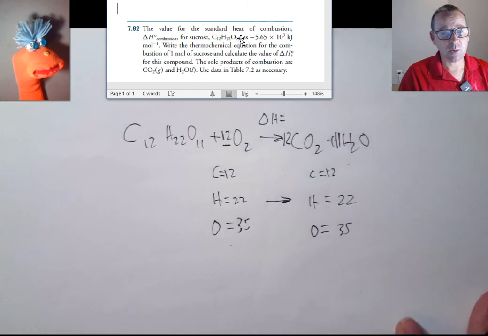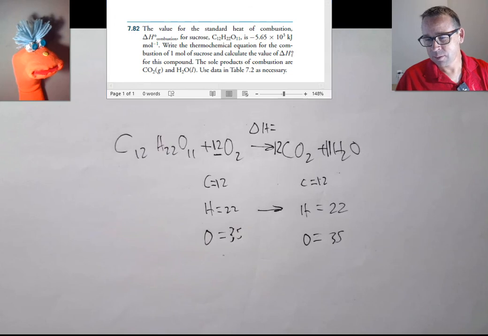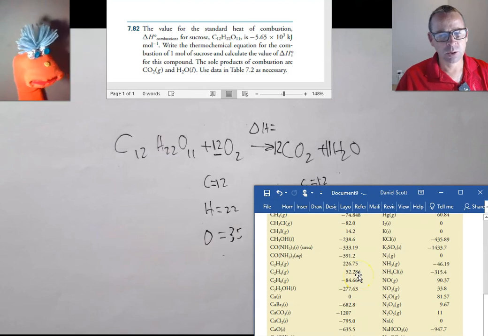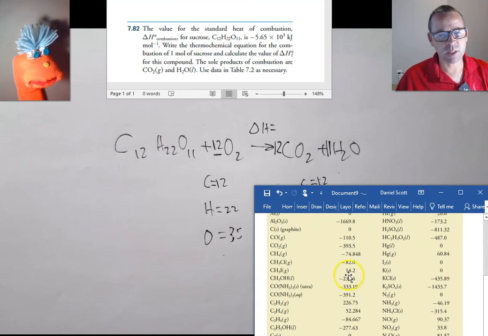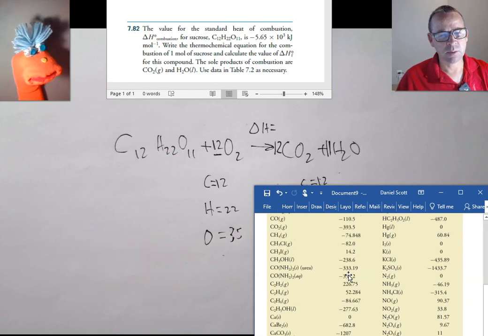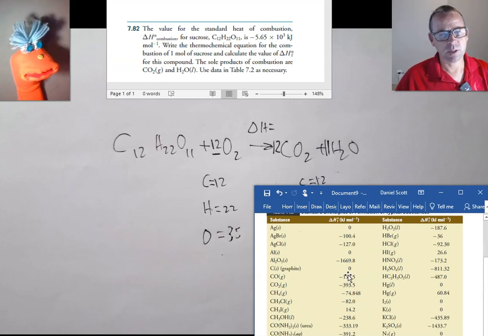Now to use the table to find out what the delta H of this reaction is. We need to find sucrose in here. C12H22O11. Let's see, anywhere? I'm not seeing glucose or sucrose in there. Let's see, what can we do here?